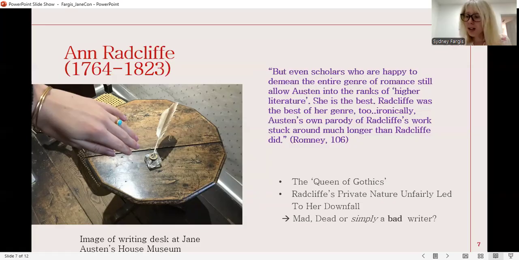Interestingly, Austen worked in a similarly belittled genre, courtship novels, or what we now call romance, meaning a story about love with a happy ending. But even scholars who are happy to demean the entire genre of romance still allow Austen into the rank of higher literature. She is the best. Radcliffe was the best of her genre too. Ironically, Austen's own parody of Radcliffe's work stuck around much longer than Radcliffe did.